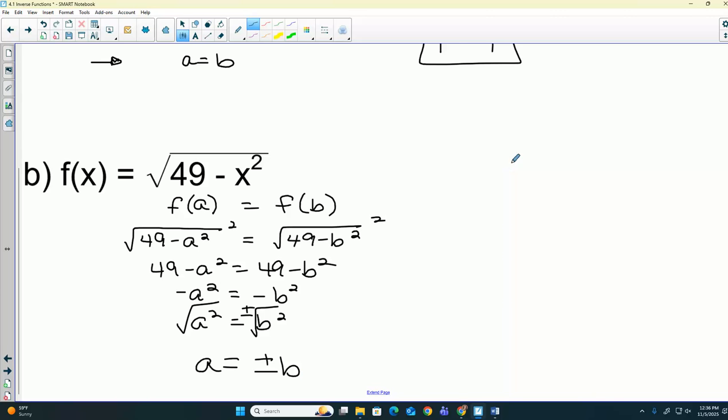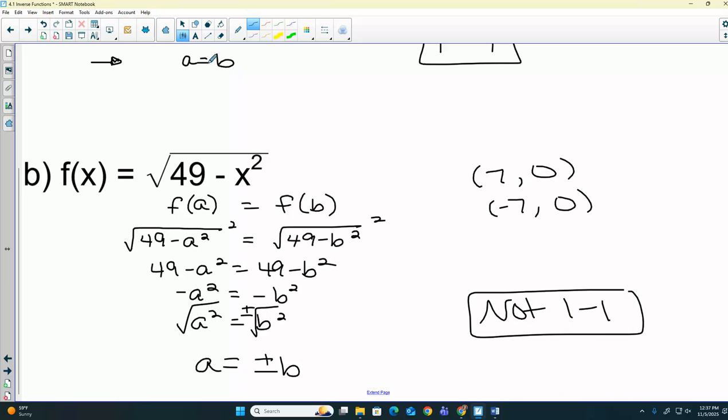What that's saying is, if I put in 7, for instance, I get the square root of 49 minus 49, so I get 0. If I put in a negative 7, I get 49 minus 49, so 0. A positive and a negative give me the same y value back. Is that one-to-one? No. So this one is not one-to-one. When you solve it, if you get a equals b, that means it's one-to-one. If you get anything else, and typically it will be a plus or minus that causes the problem, then it is not one-to-one.